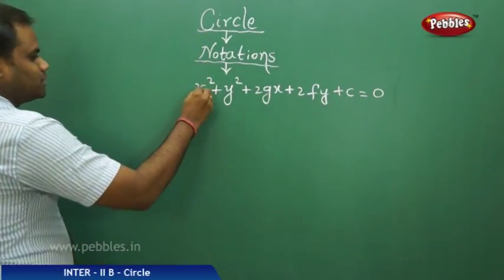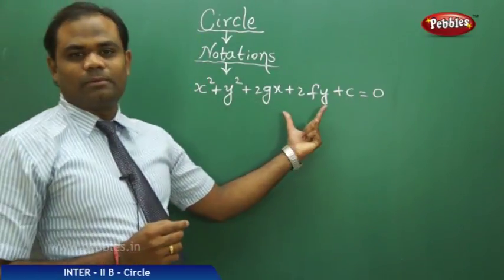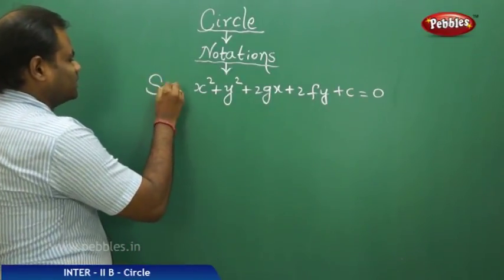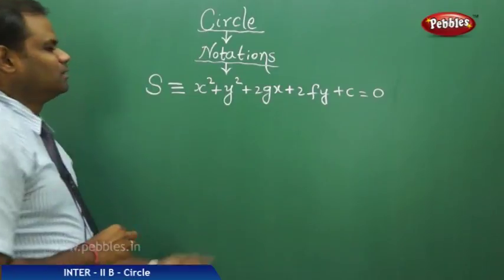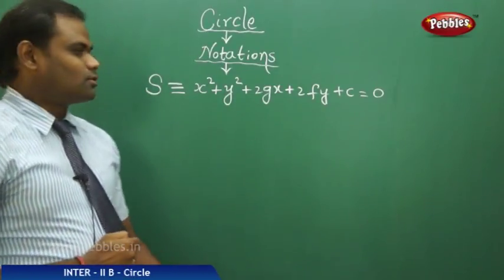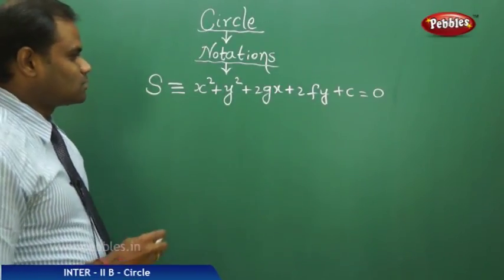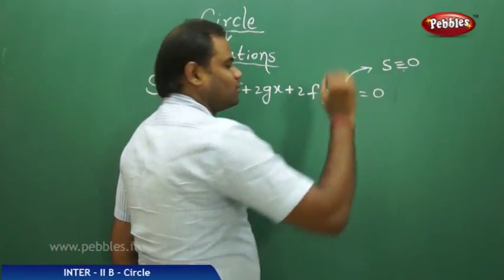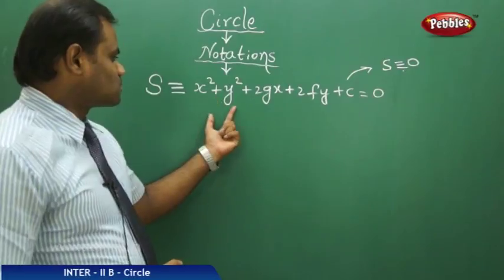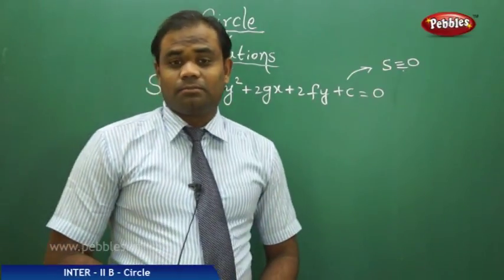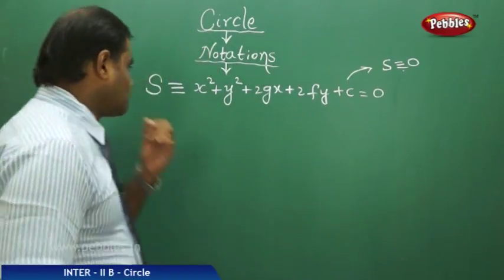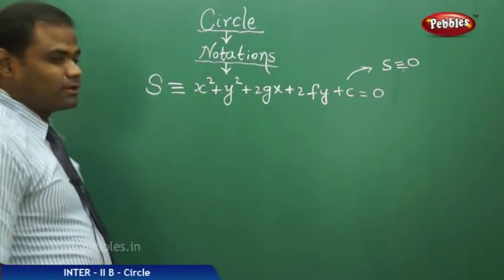And this equation, which is the general form of representing the equation of a circle, is usually denoted with S identically equal to this. So this is the notation. When I say S equal to 0, it is understood as the general equation of the circle x squared plus y squared plus 2gx plus 2fy plus c equal to 0. So from this, we have various other notations.